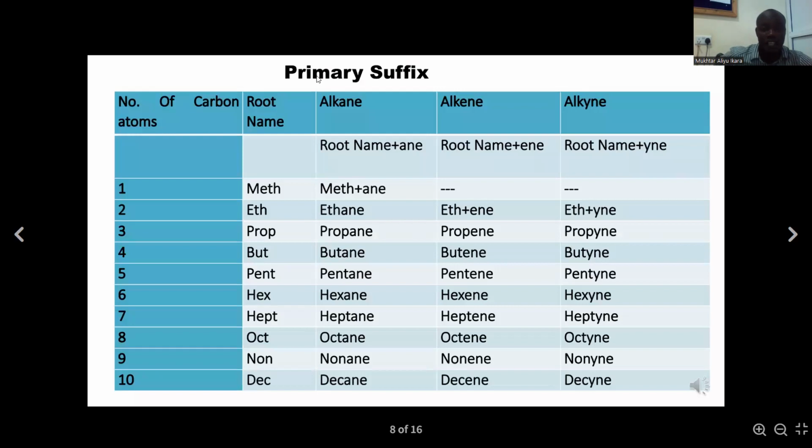So these are the examples of primary suffix and the root name. So you see we have methane, meth is the root name, then the suffix is ane, making it methane. Eth, we have ane, making it ethane, propane. So for alkenes it is ene. Then we have ethene, propene, butene. Then for the alkynes, we have yne. So we have ethyne, propyne, butyne, pentyne, etc.